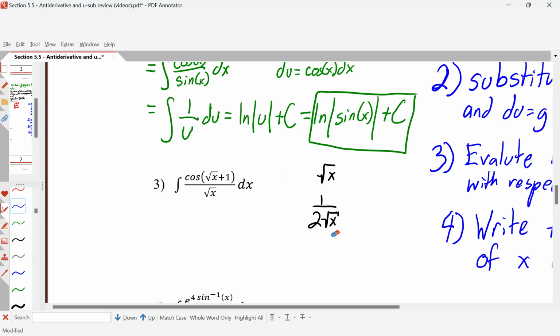And I do have a square root of x somewhere else in this problem. I have it inside this cosine. So inside the cosine in parentheses, we have square root x plus 1. That is what we're going to set to be u. u equals the square root x plus 1. Then du is equal to the derivative of square root x, 1 over 2 square root x, plus the derivative of 1. The derivative of 1 is 0. So the 1 goes away. We have dx.